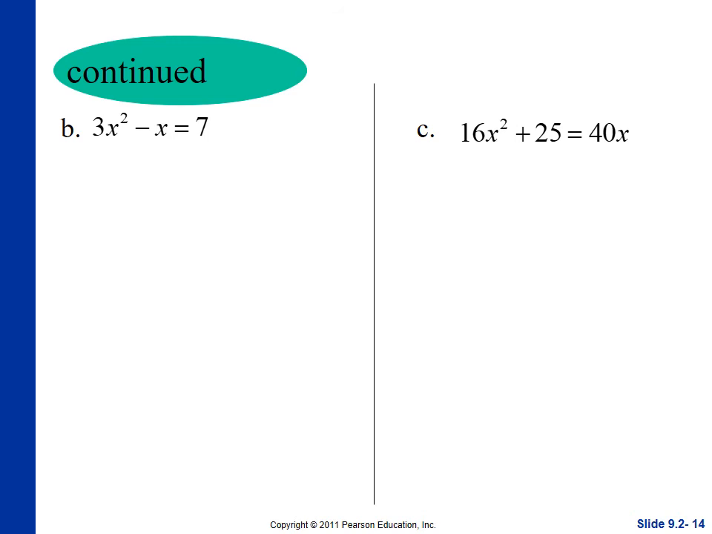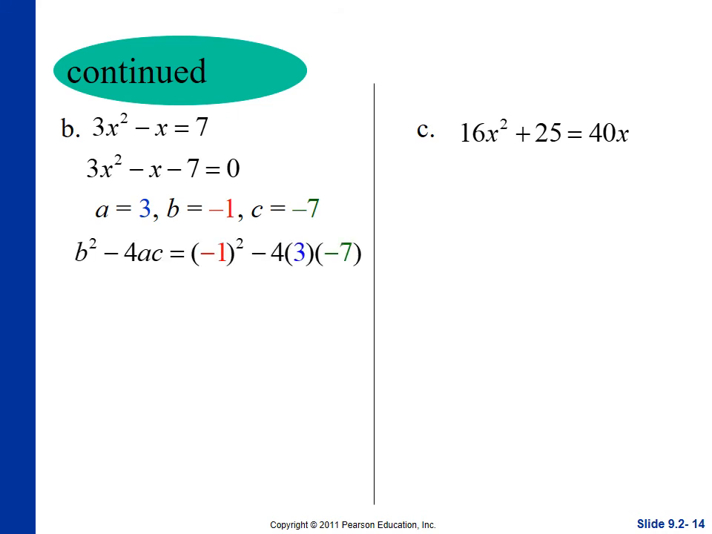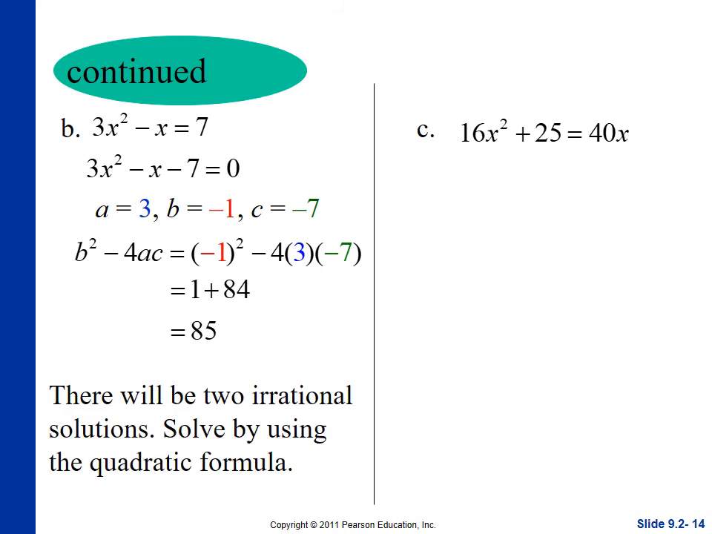Now, in part B, we have 3x squared minus x equals 7, so we want to subtract 7 from each side. Then we plug into the discriminant. We have 1 plus 84, which is 85. So we want to use the quadratic formula. So you can basically take this part now and put 85 under the square root sign and continue on with your evaluation of the problem.